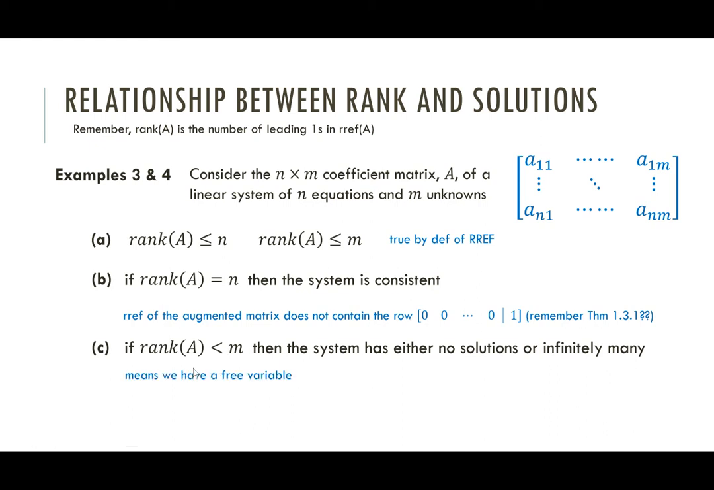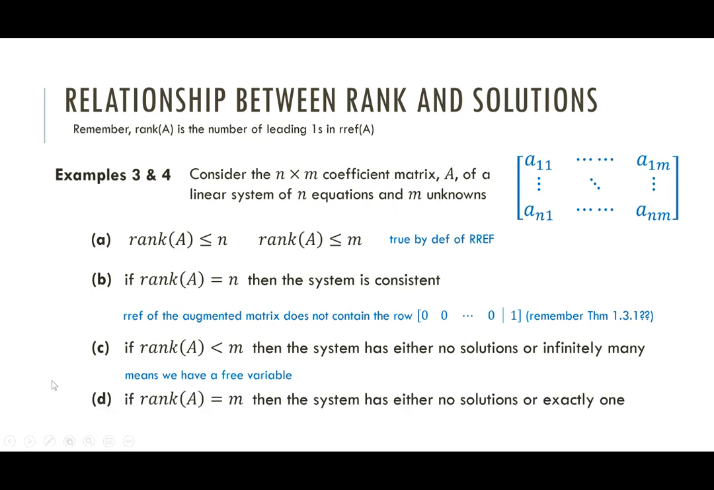Well, if the rank is less than the number of columns, this means we have a column with no leading ones, which means we have a free variable. And if we have a free variable and the system is consistent, then we have to have infinitely many solutions. But if we have a free variable and, whoops, we still end up with a row like this row here, then it's inconsistent. We have no solutions. But that's it. If rank A is less than the number of columns, then we have a free variable. So we have either no solutions or infinitely many.